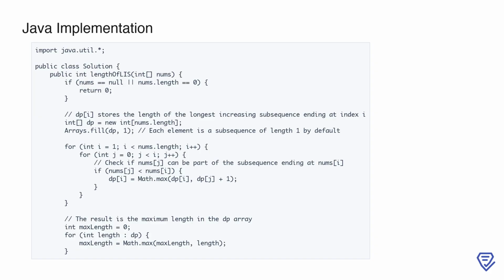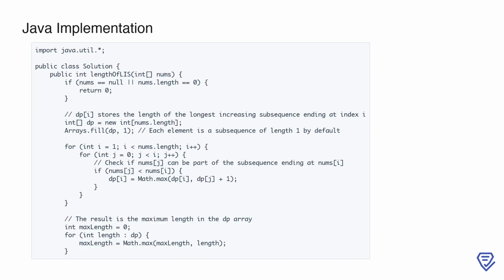Here, we begin by creating a method called lengthOfLIS that takes an array of integers as input. The goal is to determine the length of the longest increasing subsequence in this array. We first handle edge cases by returning 0 if the array is null or empty. Then, we define a dynamic programming array, dp, where each element represents the length of the longest increasing subsequence ending at that index. Initially, every element in dp is set to 1, since each number on its own is a subsequence of length 1.